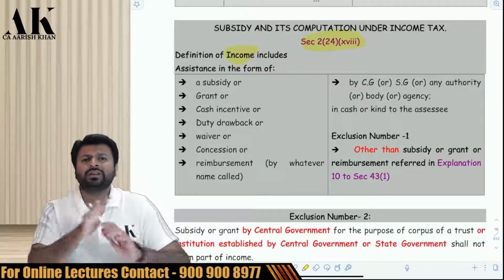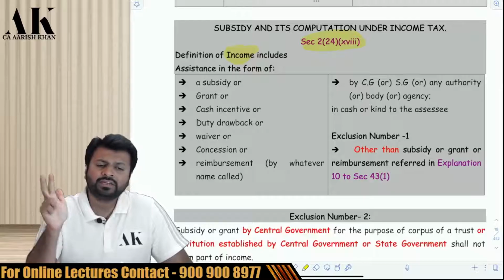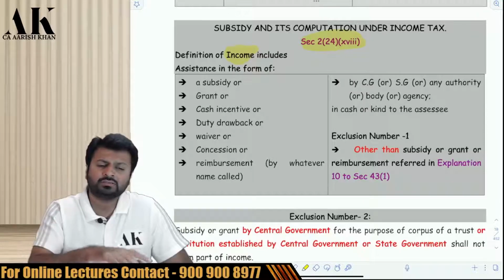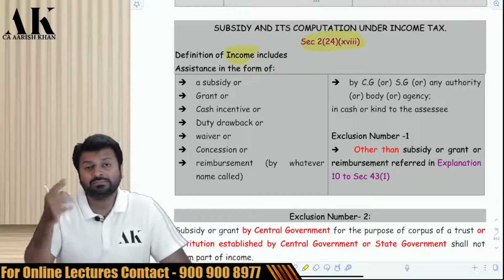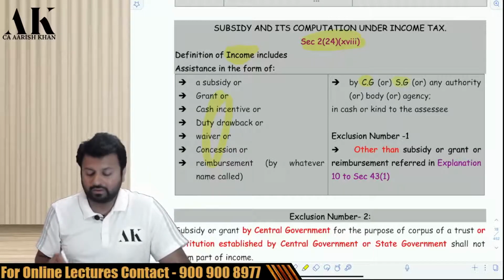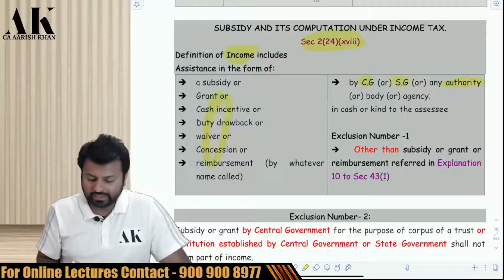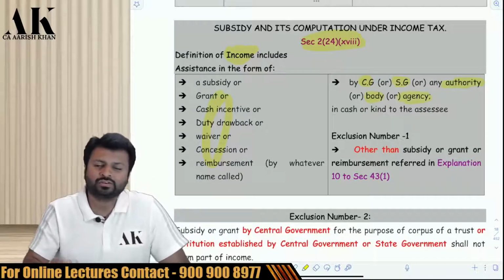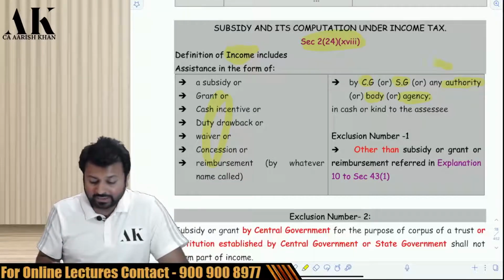So now income will include subsidy, grant, waiver, duty drawback, cash incentive, concession, reimbursement, but only and only if it is given by the central government, the state government, any authority, any statutory body, or any agency, in cash or kind, it doesn't matter. So the giver has to be these people.